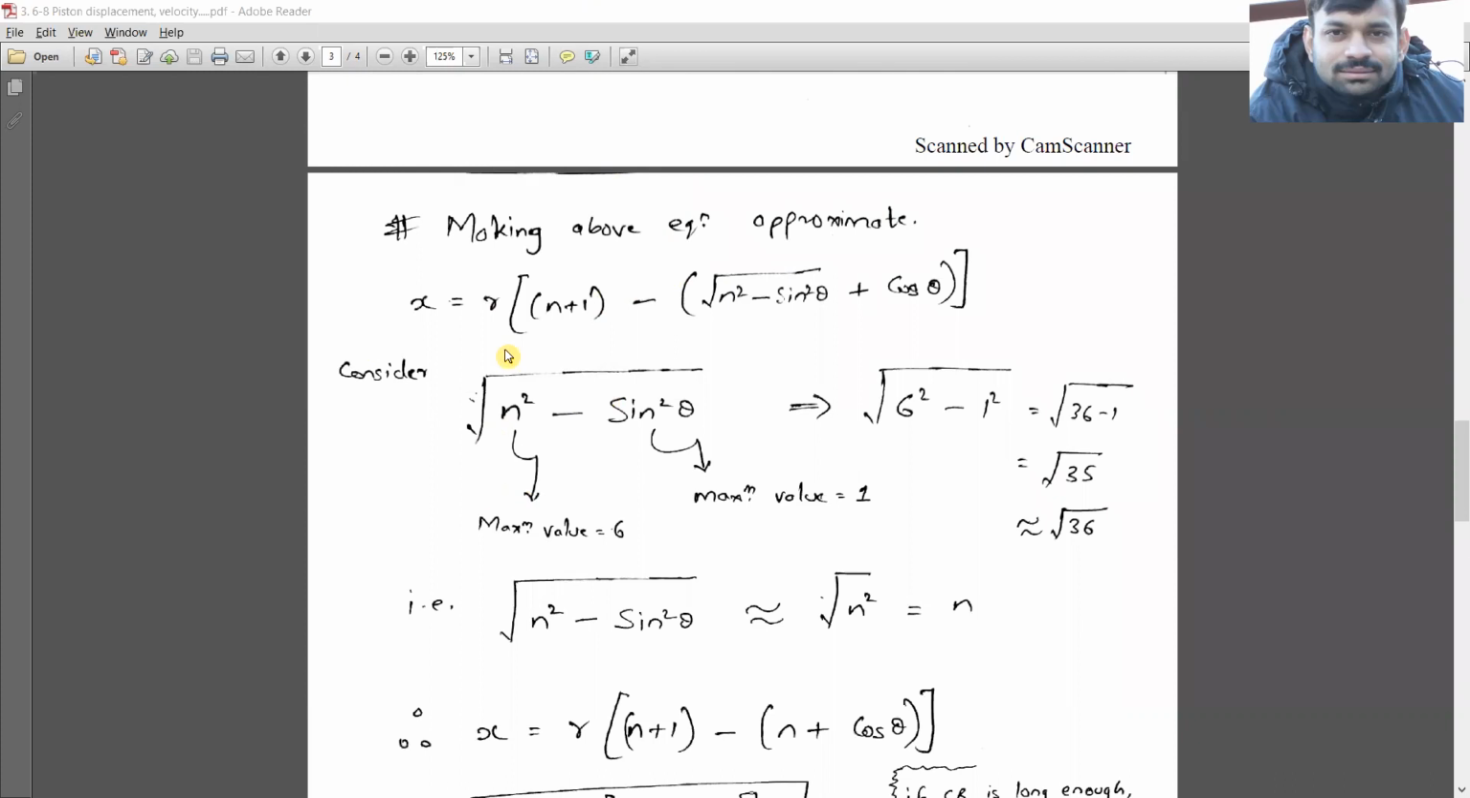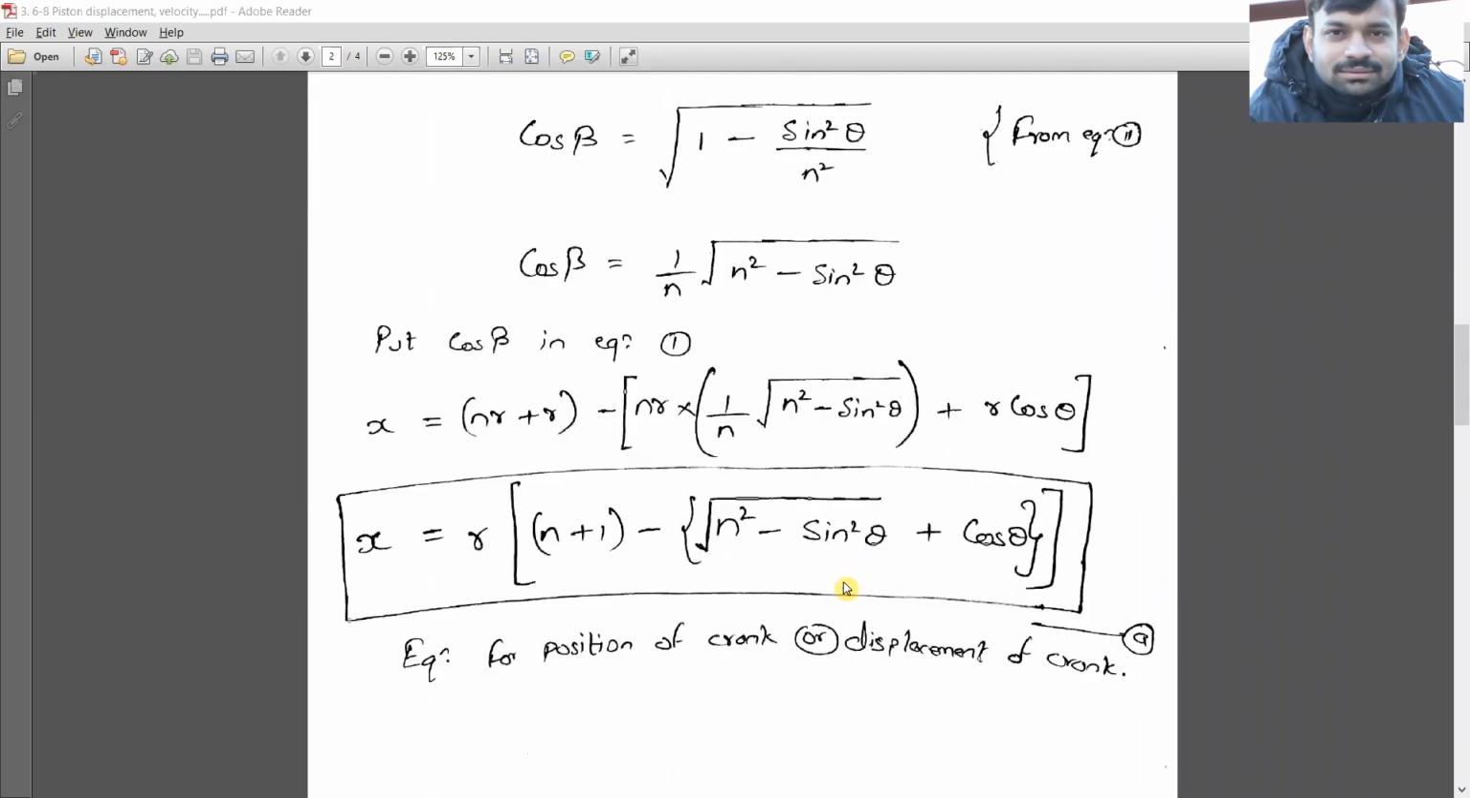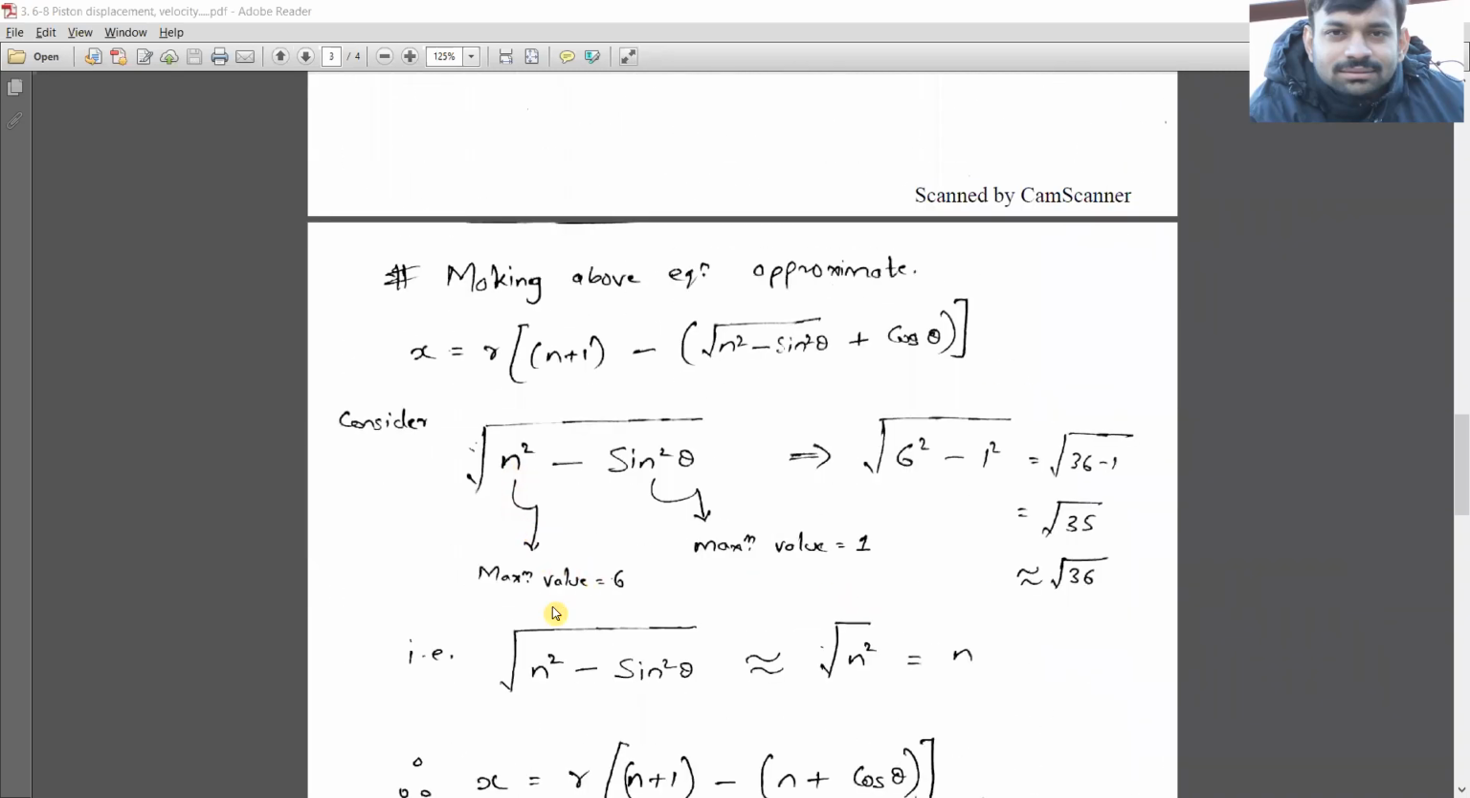Now consider this. We know that the maximum value of n is 6. Why? Because we saw over here that for standard manufacturing practices, this n is kept between 4 to 6. So its maximum value can go up to 6, right? So this we have taken.